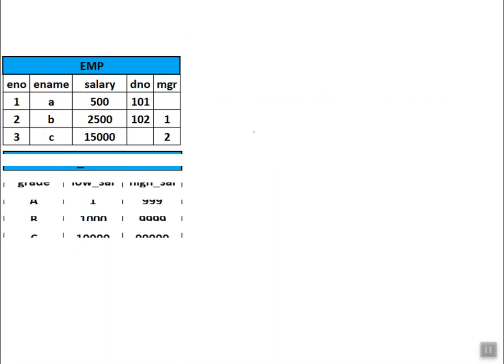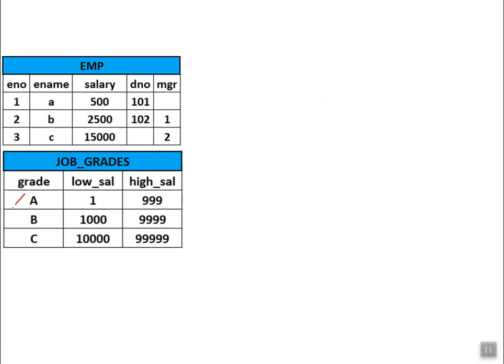Here is the employee table. Here is the job grades table. Based on salaries, low and high, grades will be given. Now look at employee number 1. What is the salary? 500. Which grade does he belong to? A. Look at employee number 2. Salary 2,500. Which grade does he belong to? B. Employee 3 has 15,000. Which grade does he belong to? He is between this. So based on that.